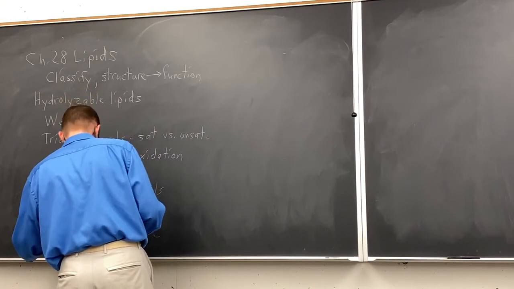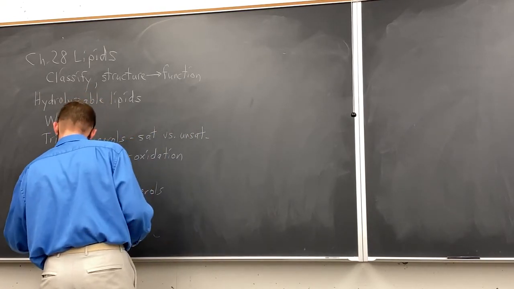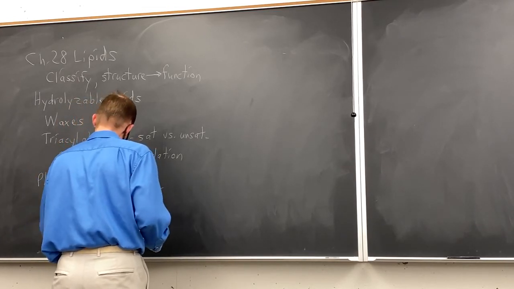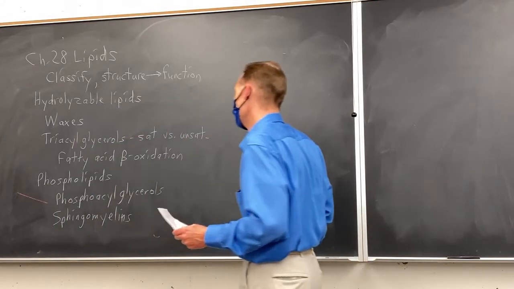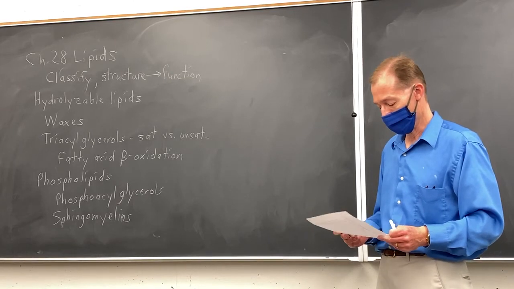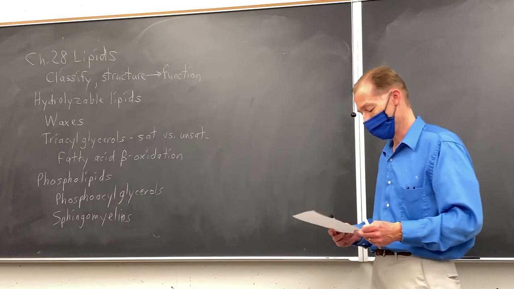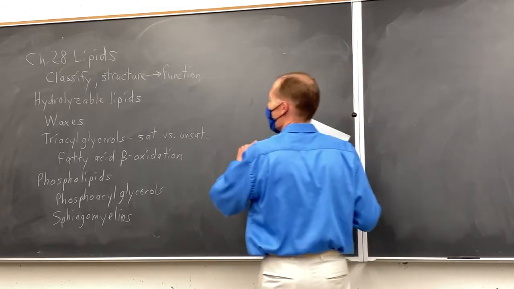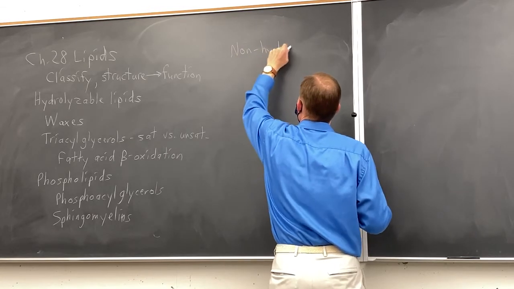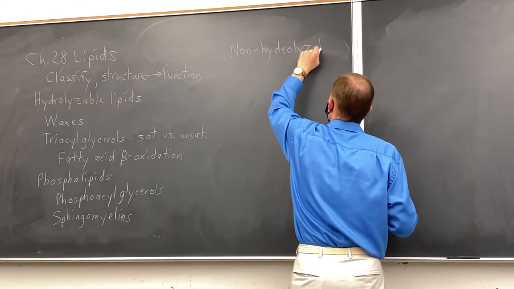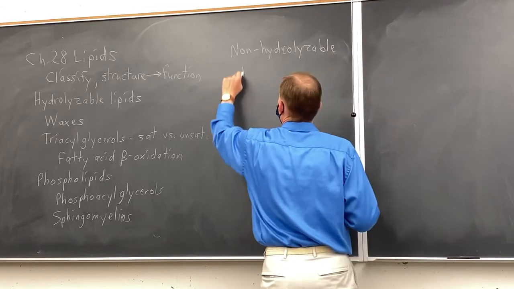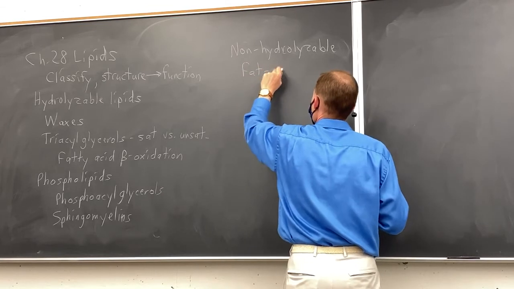And then we had the sphingomyelins. And with the sphingomyelins, just being able to recognize the structure. We didn't really explain how the structure enables the function with generating the myelin sheaths. Then we had our non-hydrolyzable lipids. And our non-hydrolyzable lipids started with our fat-soluble vitamins.